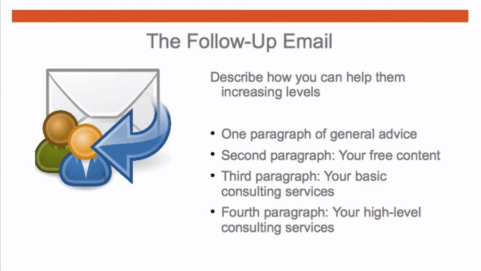This is the way your email can go. There can be one paragraph of general advice. Hey, we talked about this and this and this. Here are my recommended action steps going forward. Then your second paragraph could be free content, maybe saying, here are a couple of blog posts I mentioned about this issue that you can read. Then your third paragraph is your consulting services that you recommend them purchasing. And then your fourth one maybe are your high-end consulting services where you're way more hands-on and you charge a premium. So you're giving them options on how much they want to engage with you.